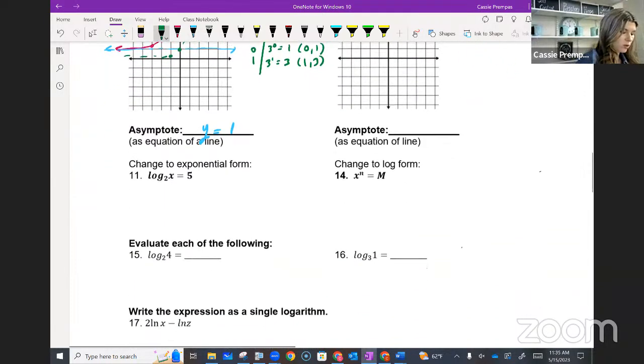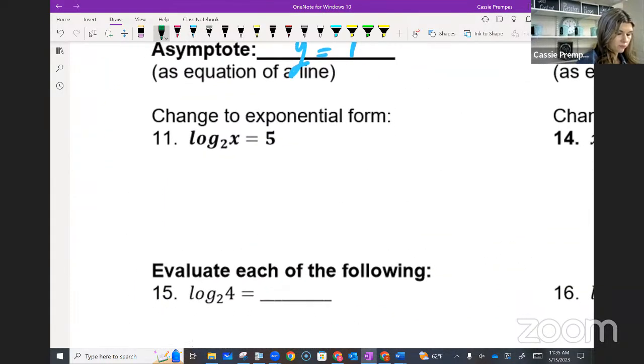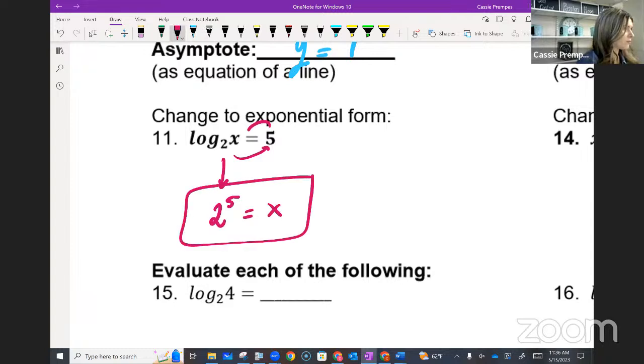Let's go to number 11. Oh, my numbers are all over the place. Change to exponential form. Remember how to do this? So it's log base 2 of x equals 5. How do I convert it? How do I change it to the other form? Drop the base. 2 raised to the 5th. Good. Perfect. You guys got it. That's the change.